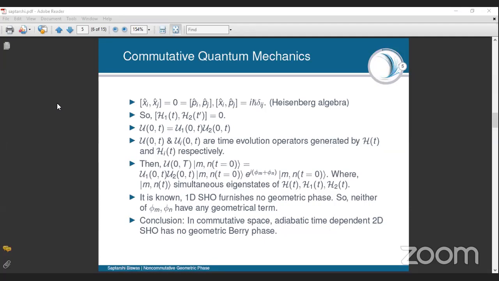And this is the basic way of showing that it will also be very clear after the end of this talk. So, next slide.